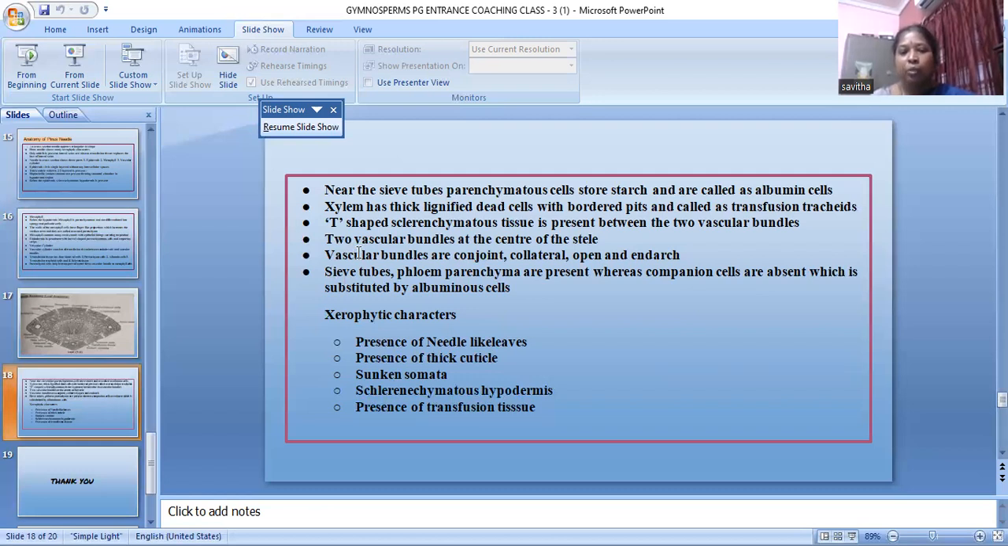In between the two vascular bundles, T-shaped sclerenchymatous tissue is present, which is associated with the transfusion tissue. Sieve tubes and phloem parenchyma are present, whereas companion cells are absent, and they are substituted by albuminous cells, which perform the function of storing proteins. This is about the anatomical structure of the leaf.